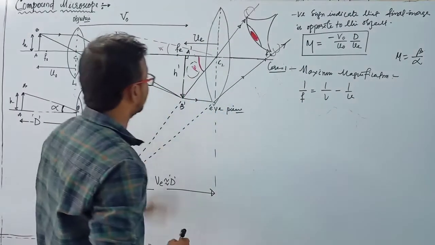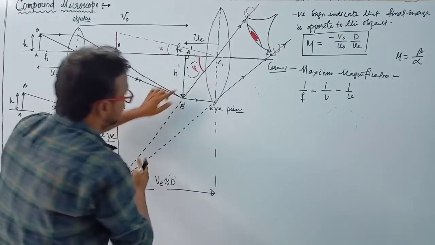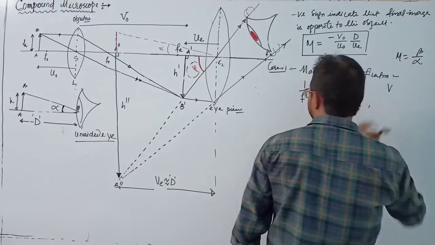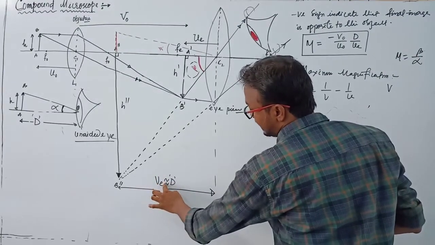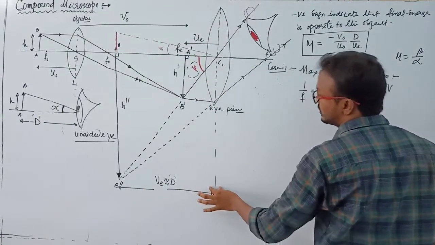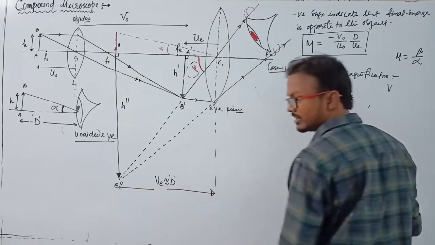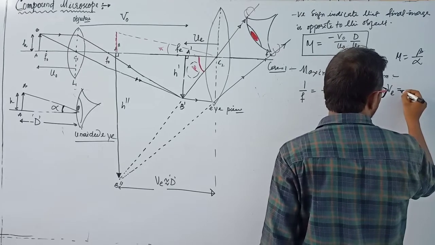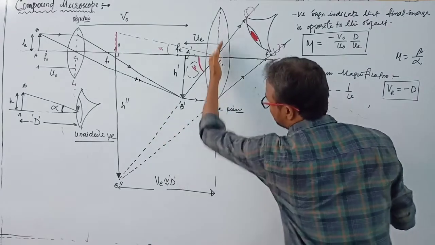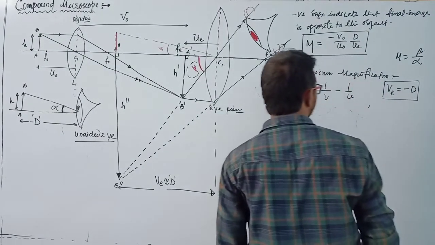So when will this beta be maximum? If we decrease this distance, then this beta will increase. So for maximum magnifying power, we use V, that means the final image distance, VE here. The final image distance from the second lens, or eyepiece, is VE, which is placed nearly at the distance of distinct vision. So here we can write VE equal to minus D. Why minus D? Because all distances are measured from the optical center. This is the optical center and the ray is initially traveling in this direction. So here VE equal to minus D.